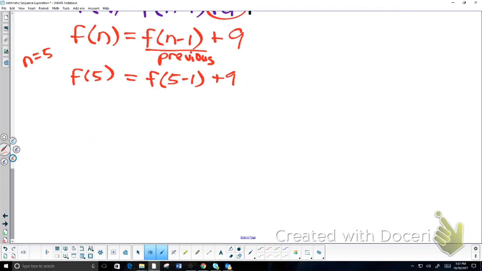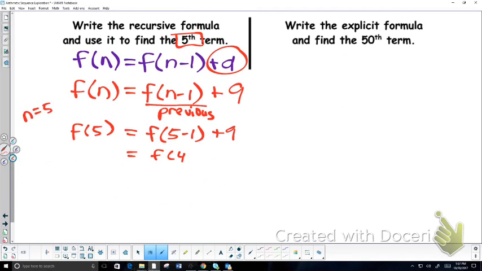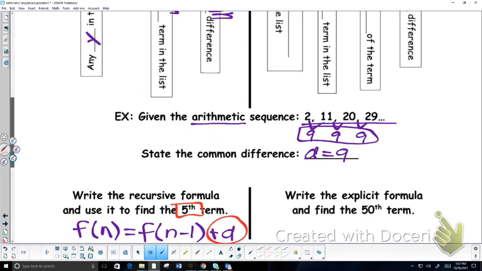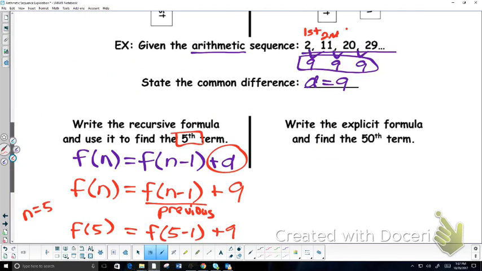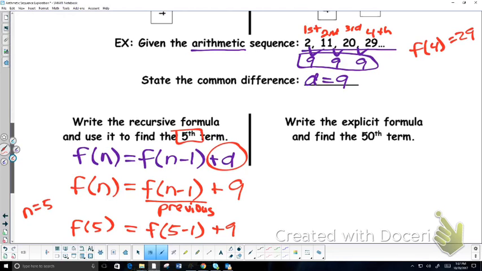So here I have f of 4 plus 9. Well, what's f of 4? Let's go back up here to our list. This is the first term. This is the second. Third, this is the 4th. So f of 4 is simply the 4th term. So f of 4 is 29. 29 plus 9, which is going to equal 38. So the 5th term is 38.